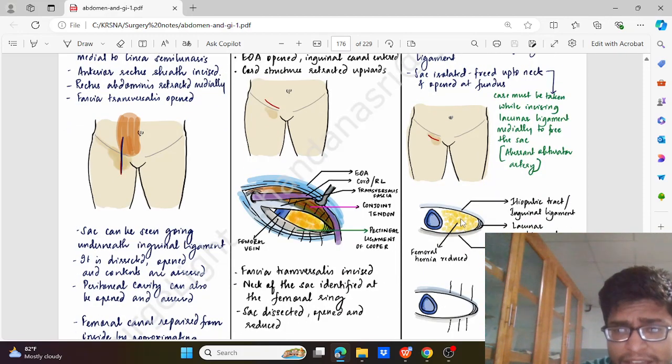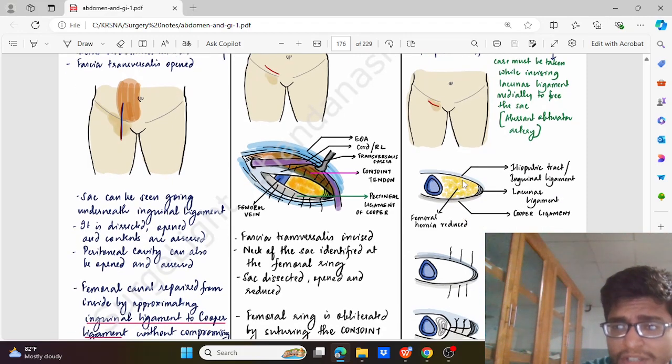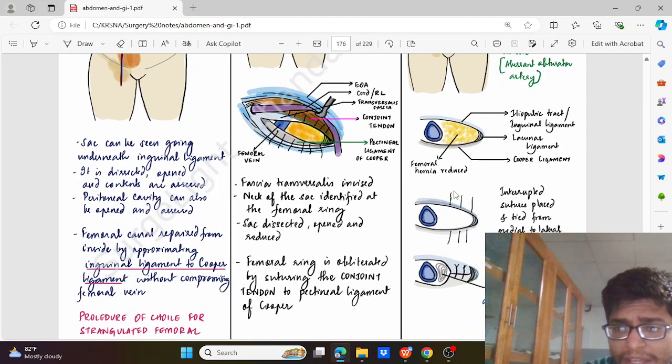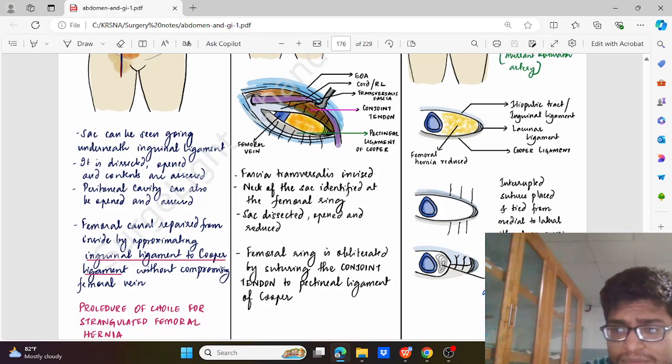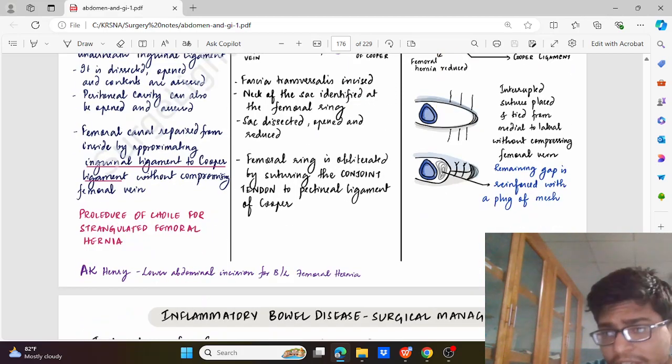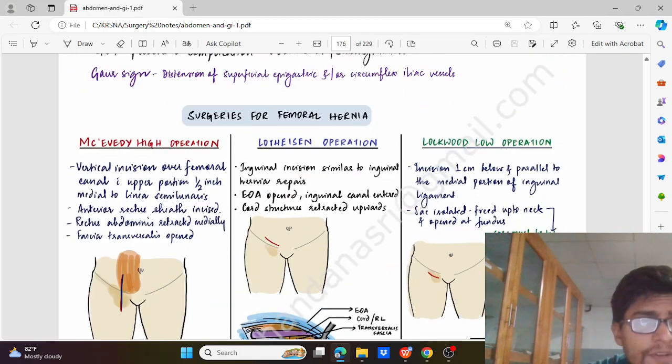Then as we see in the diagram, in the femoral hernia, posteriorly is Cooper's ligament, anteriorly the inguinal ligament, and the femoral hernia is reduced. Then we take interrupted sutures and tie them from medial to lateral without compressing the femoral vein. The gap is filled and reinforced with a plug of mesh, and this is how the opening of the femoral ring is closed.